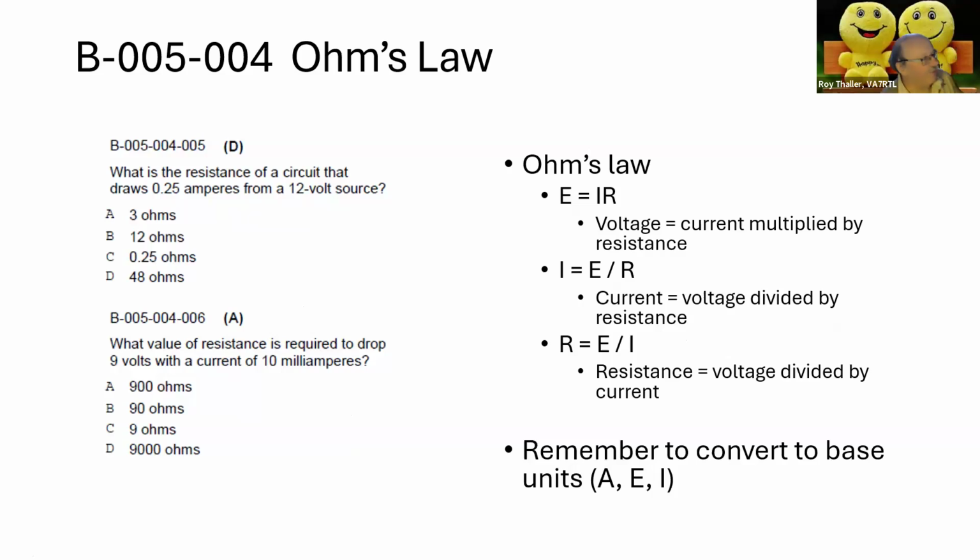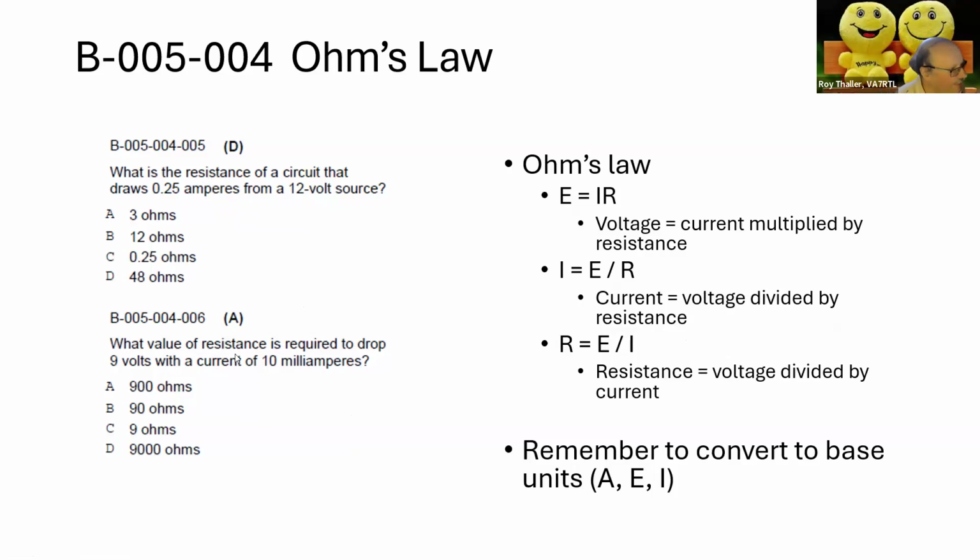Some more calculations for you. What is the resistance of a circuit that draws 0.25 amps with a 12-volt source? So again, here you're looking for resistance. So you take 12 volts and divide it by 0.25. So D would be the correct answer, which is 48 ohms.